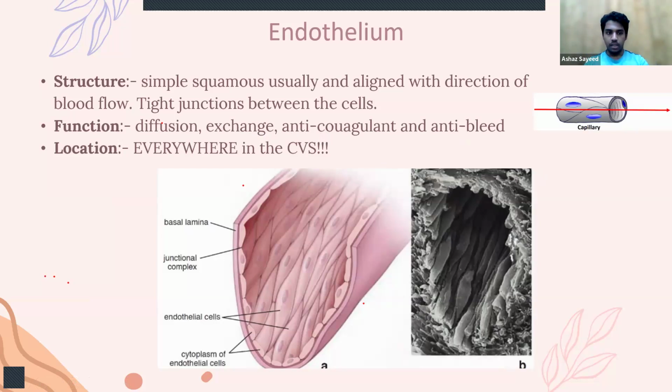Endothelium produces factors which prevent platelet formation. It prevents coagulation, because if you have coagulation, the blood clot can block blood flow. Okay, and that's going to be a problem. So it prevents coagulation and it also prevents bleeding. Okay, so it prevents all that.